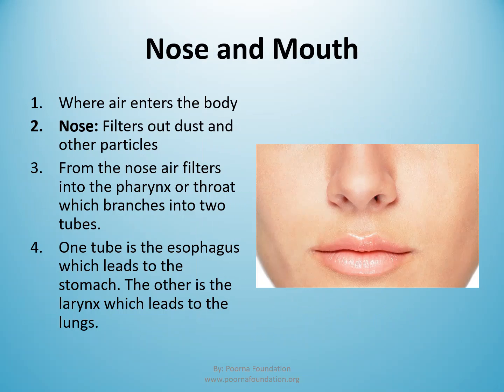Let's talk about the parts of the respiratory system, starting with the nose and the mouth. This is where air enters your body, and your nose specifically filters out dust and other particles. From the nose, air filters into the pharynx, or throat, which branches into two tubes. One tube is the esophagus, which leads to the stomach. The other is the larynx, which leads to the lungs.